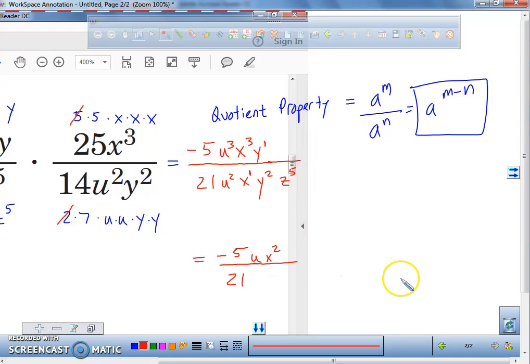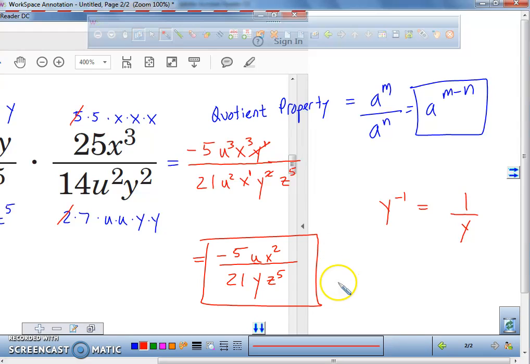X squared. All right. Uh-oh, this is where it gets tricky. If I do 1 minus 2, that gets me y to the negative 1, but that means it's actually 1 over y, so make sure you put the y down there. This guy cancels everything but that 1 right there. And what do we still have left in the denominator to finish things off? Z to the 5th power. This, my friends, is your final answer. I know it looks a little weird, but it'll be okay.